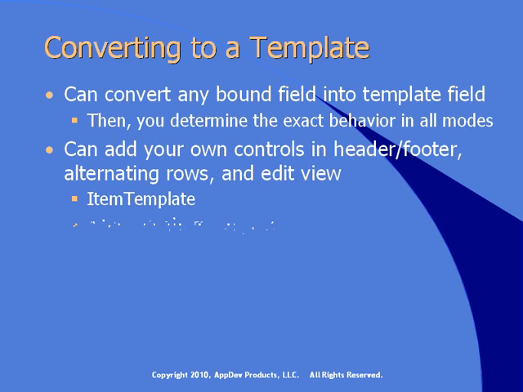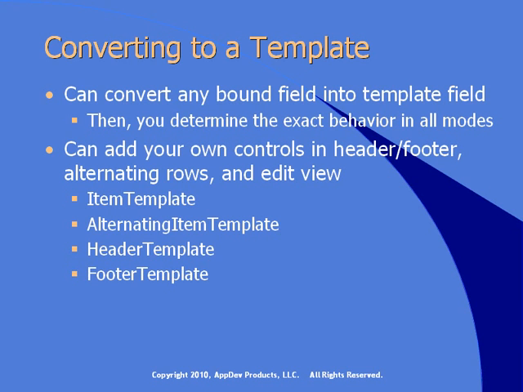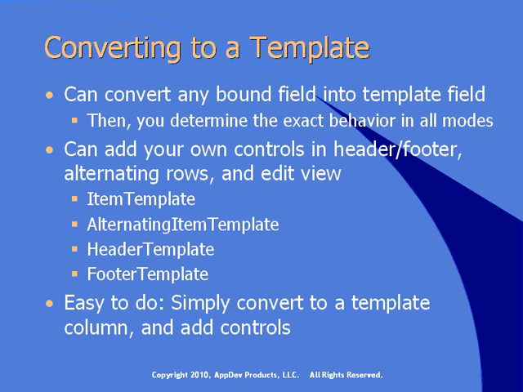There's an item template, an alternating item template. So you could, for example, just to confuse your users, have an item appear one way in the item template and a different way, don't do this, in the alternating item template. You can supply data or controls in the header template and in the footer template. There's also an edit item template for when you're editing. So it's easy to do.